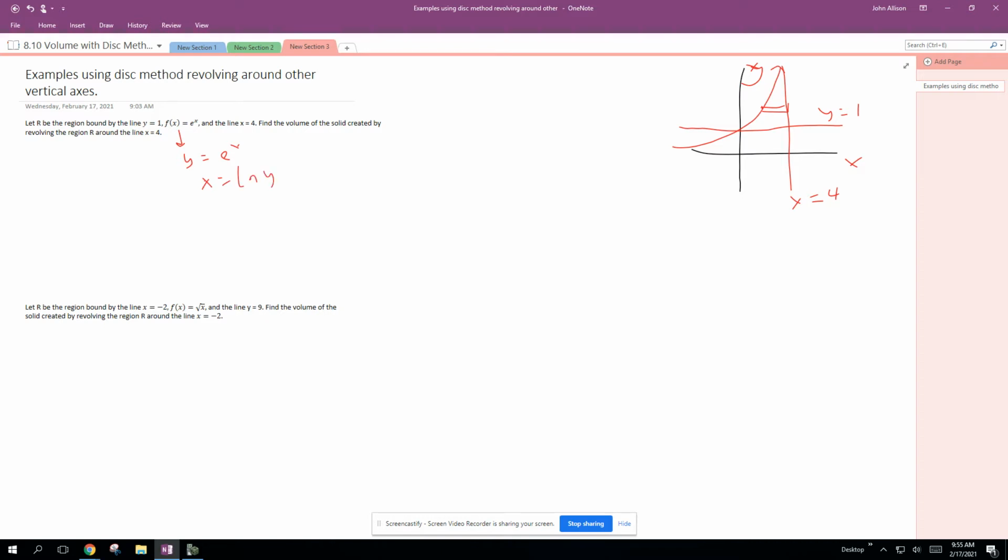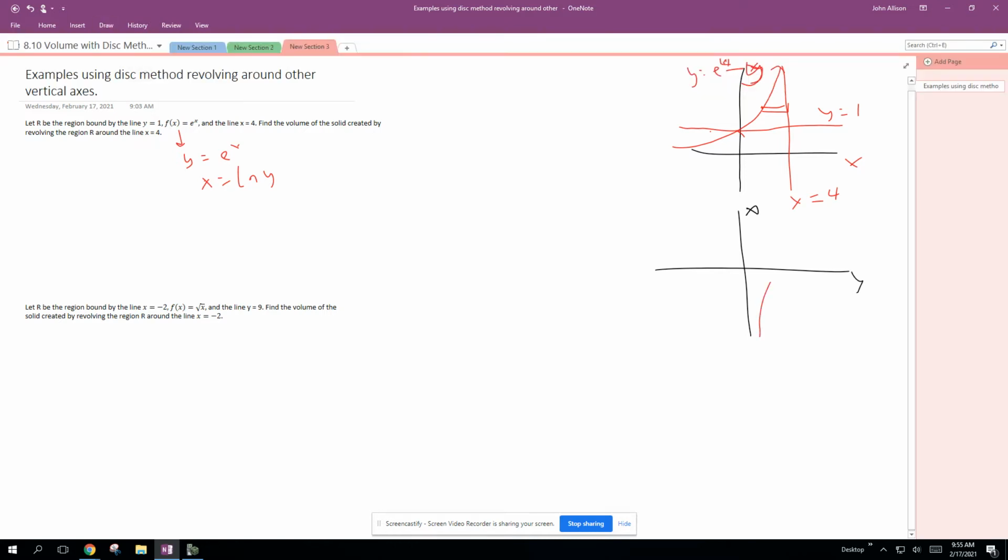So let's think about this. When this is the y value, y equals e to the 4th, where that intersection occurs. This is going to be at y equals 1, and this is going to be at the 0.14. Okay. So we'll draw a new graph where this is the y-axis now, and this is the x-axis.